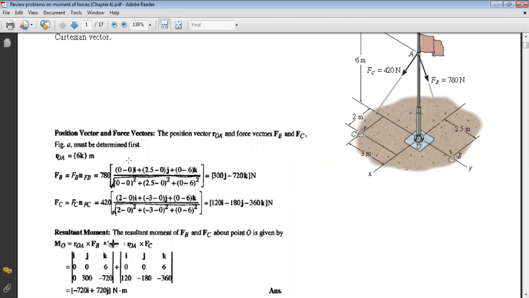So I take Xb minus Xa i plus Yb minus Ya j plus Zb minus Za k. And I divide, of course, by radical of 0 square plus 2.5 square plus 6 square. I get my vector FB. I do the same for unit vector of AC to get it.